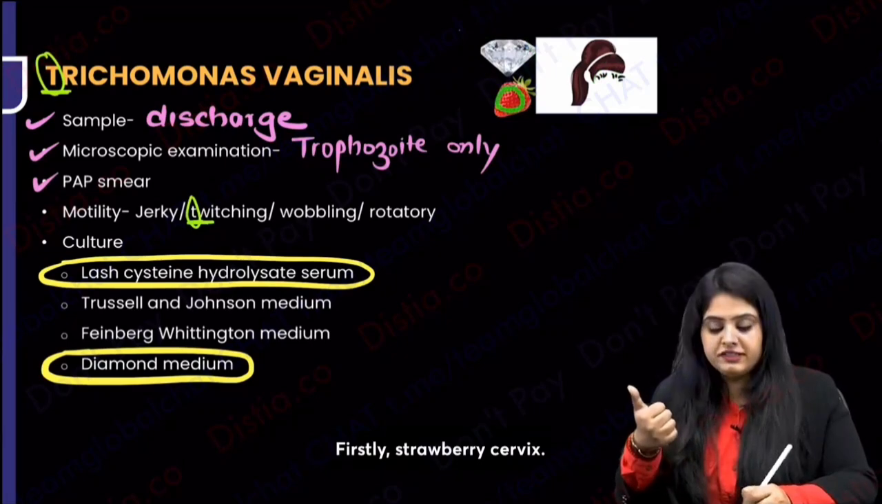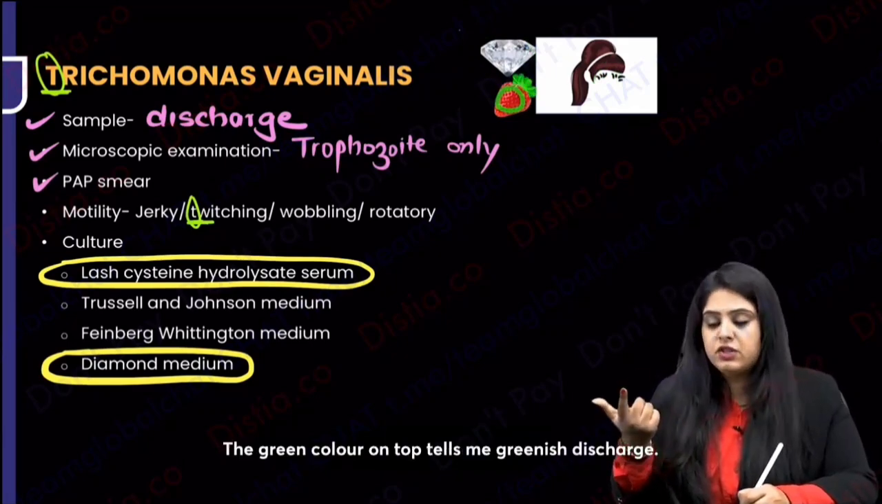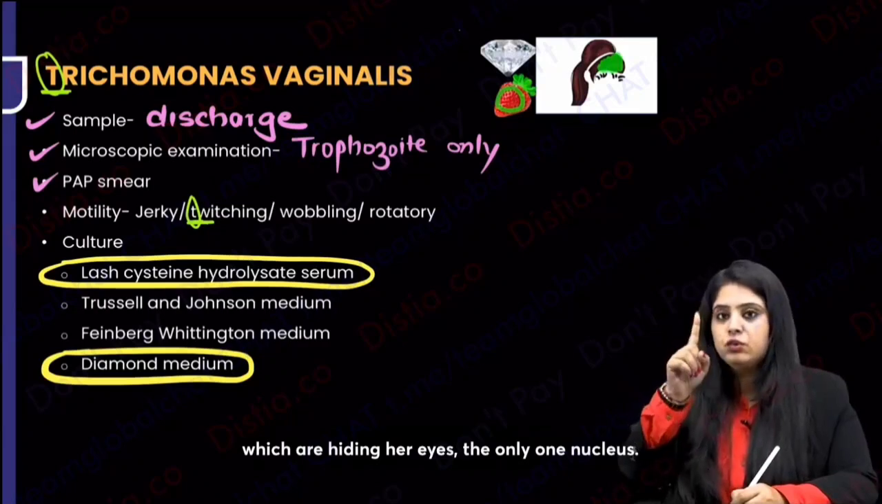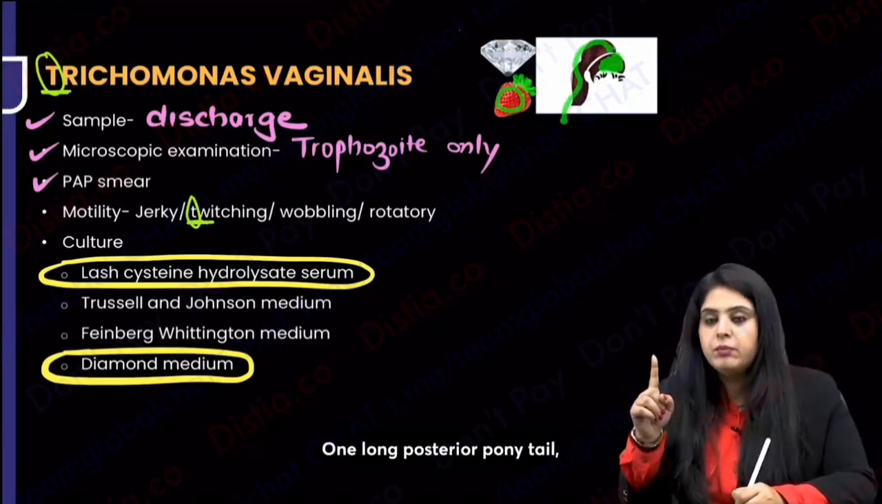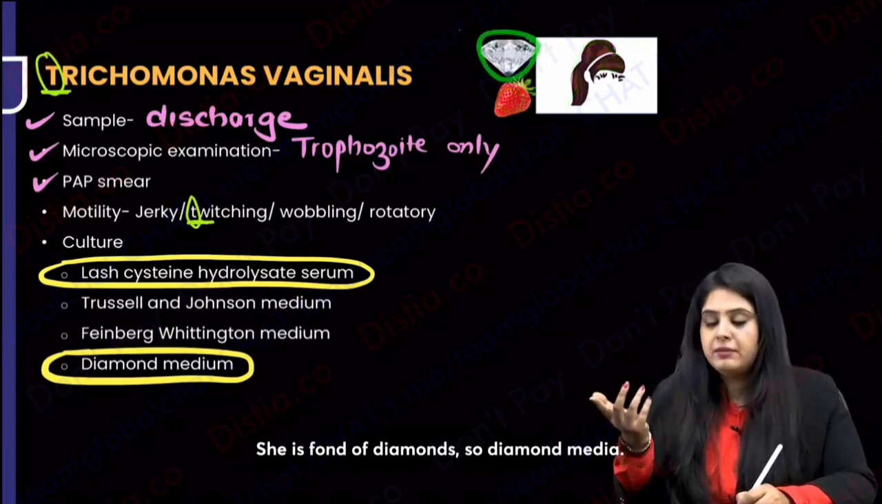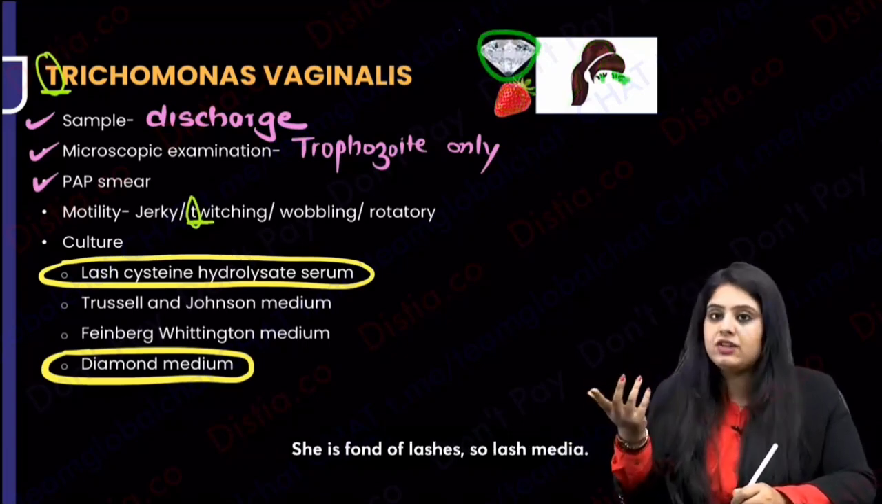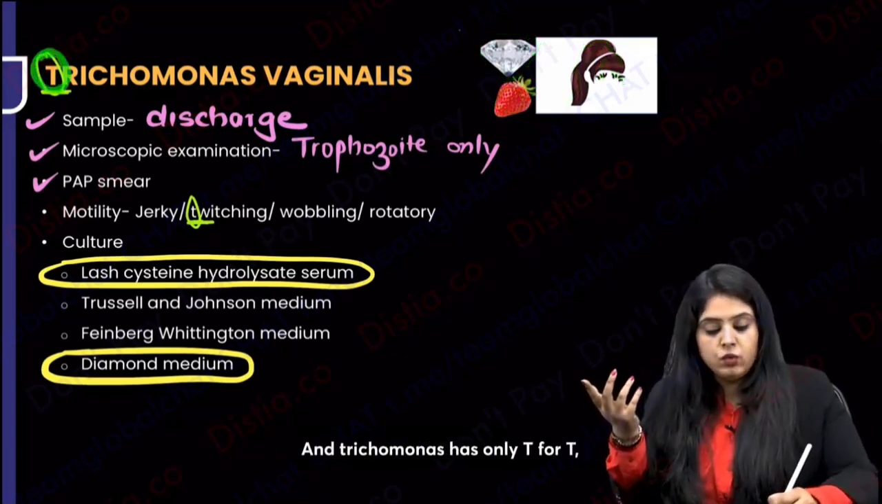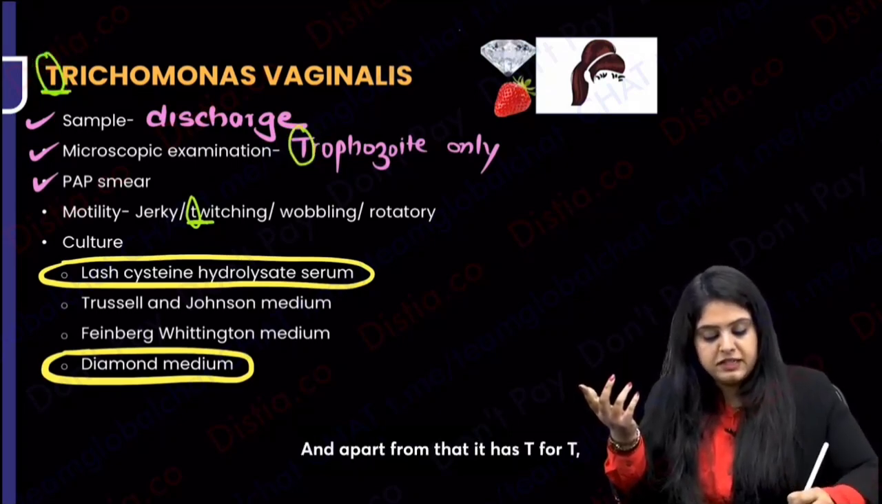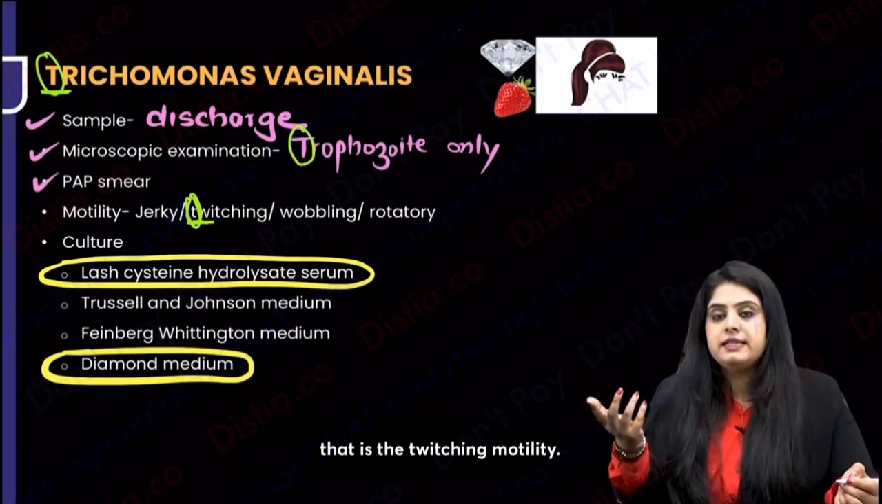Firstly, strawberry cervix. The green color on top tells me greenish discharge. Then she has 4 anterior flagella which are hiding her eyes, so only one nucleus. One long posterior ponytail, so one posterior flagella. She's fond of diamonds, so diamond media. She's fond of lashes, so lash media. And Trichomonas has only T for T, that is going to be the trophozoite, and apart from that it has T for T, that is the twitching motility.